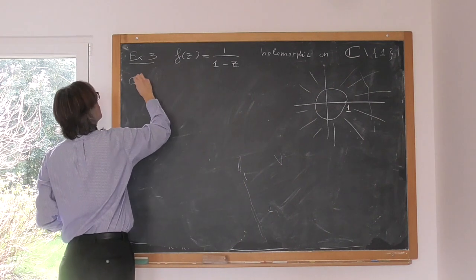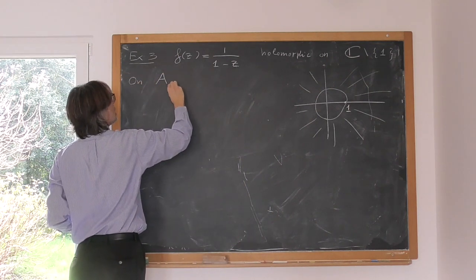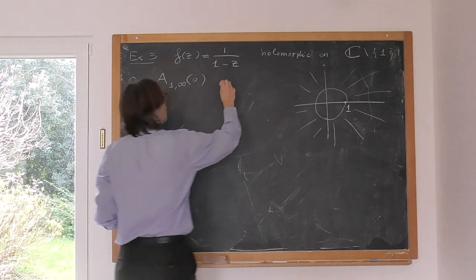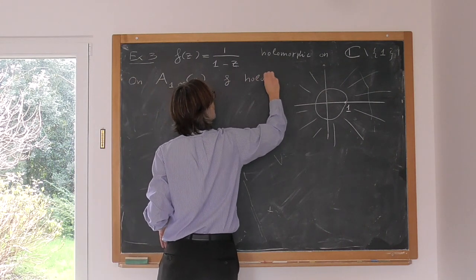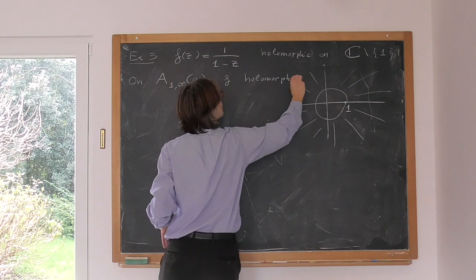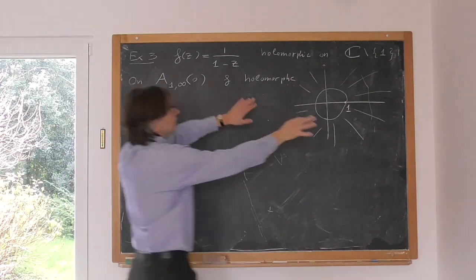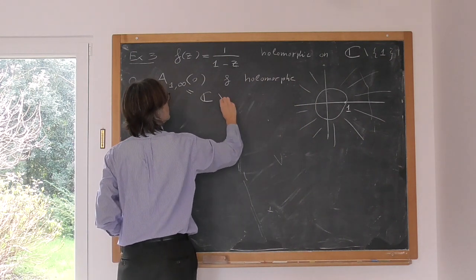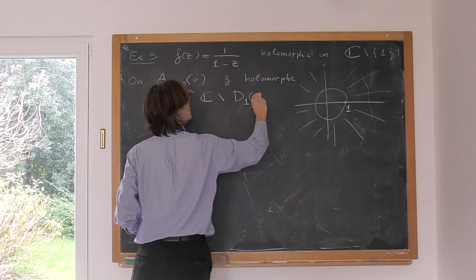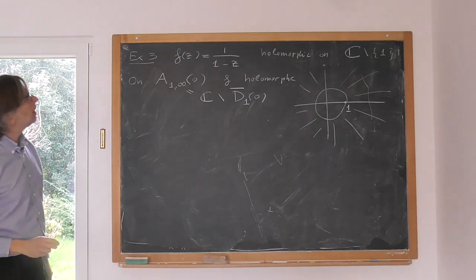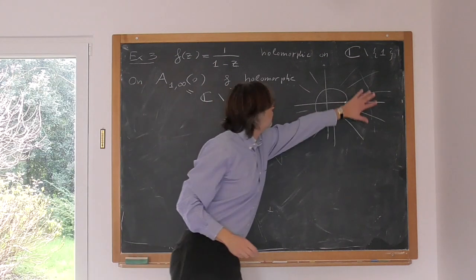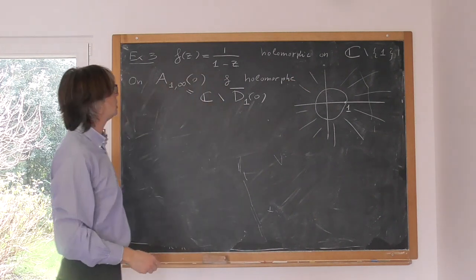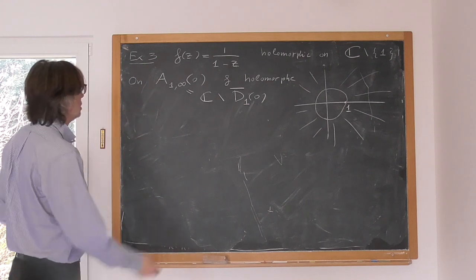So, on the annulus 1 to infinity centered at 0, f is holomorphic. Okay? And this is an annulus. This is nothing else than c minus the closed disk of radius 1 centered at 0. Okay, this function is holomorphic here, and then it should have a Laurent series expansion according to the last proposition. How do we find it?